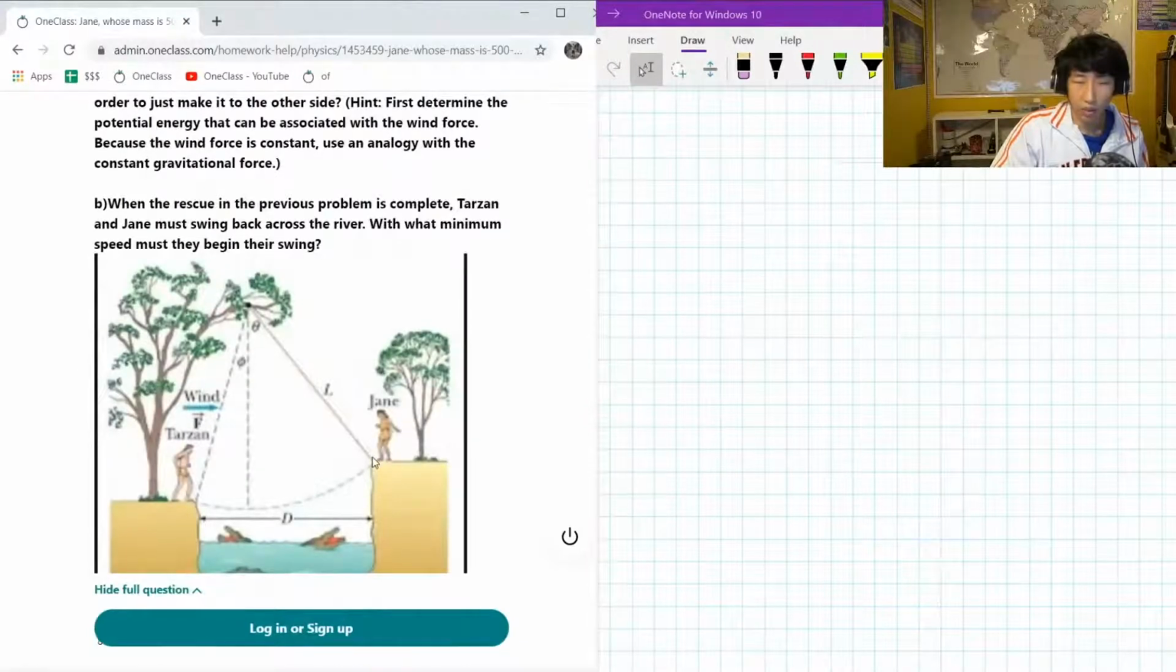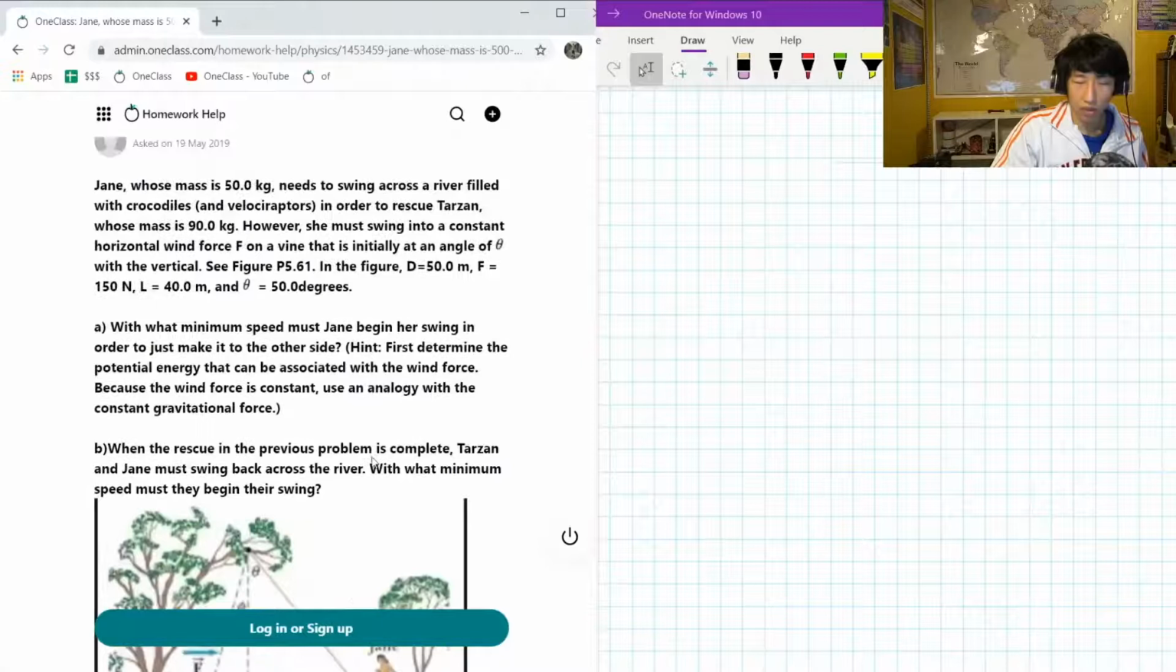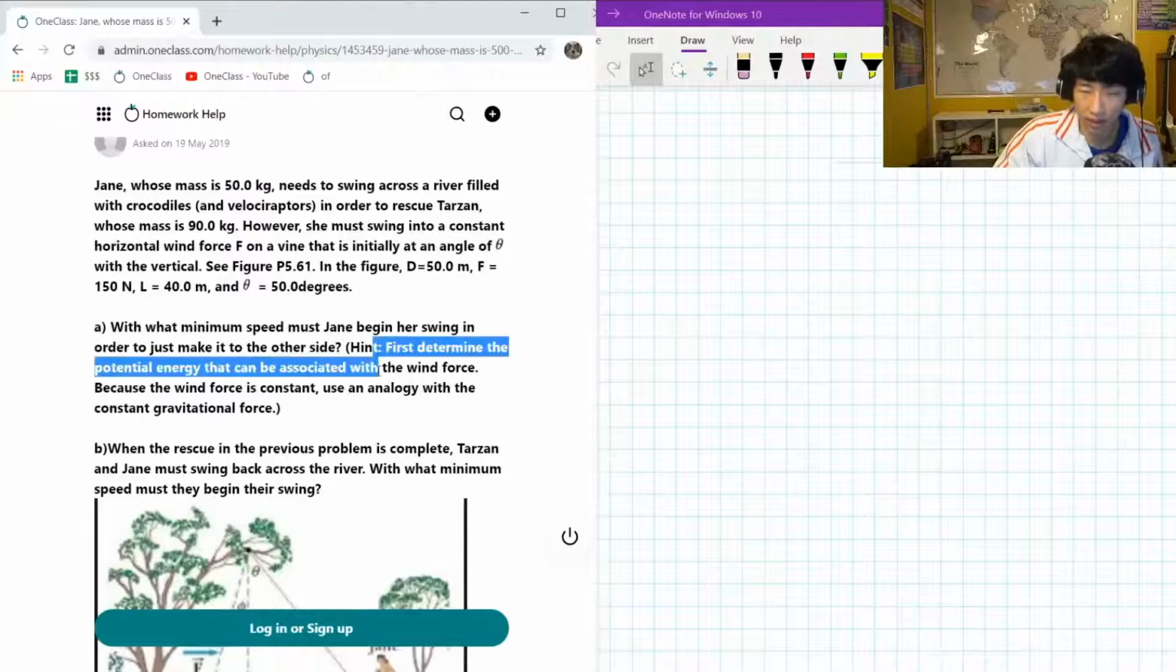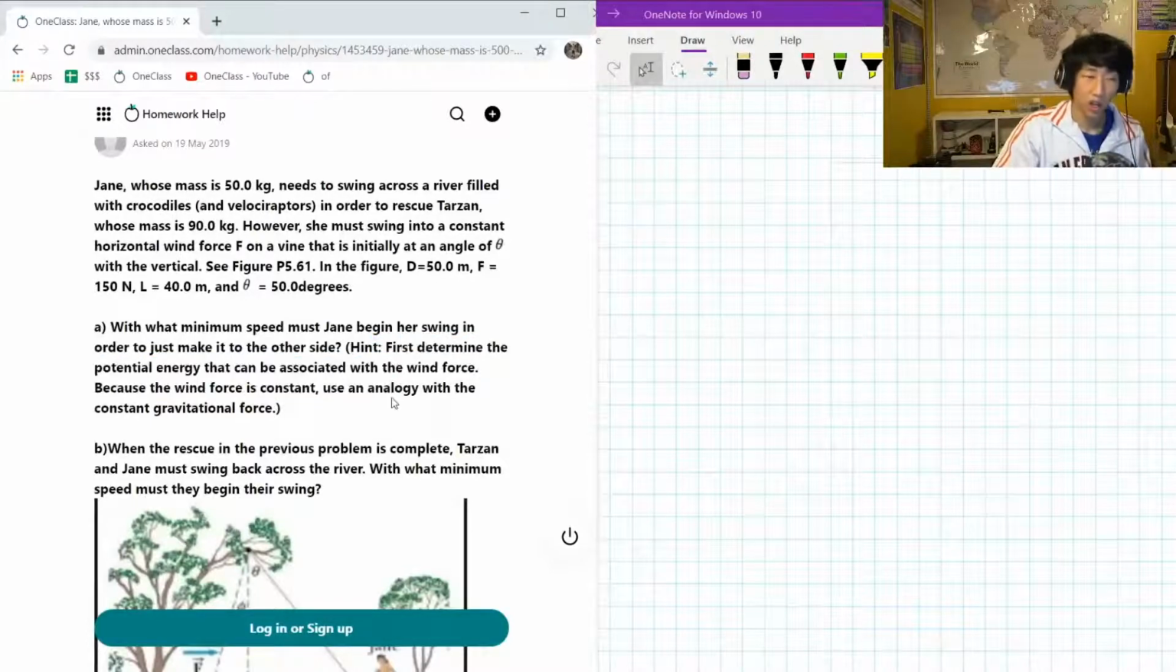Okay, cool. So let's draw out the situation. Let's actually think about this question first. What is the minimum speed that Jane must begin her swing with in order to make it to the other side? And the hint that we're given is that we gotta work with energy, which is cool. I always feel energized with the energy, nothing to be worried about.